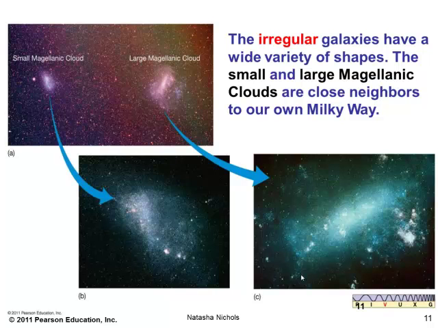In frame A, we see the clouds' relationship to one another in the southern sky. Both the small, in frame B, and the large, in frame C, Magellanic Clouds have distorted, irregular shapes, although some observers claim they can discern a single spiral arm in the large cloud.